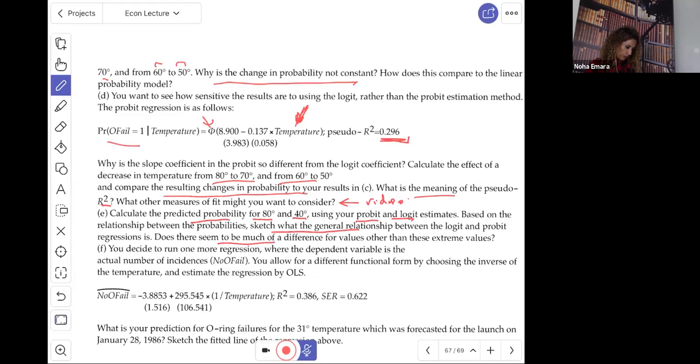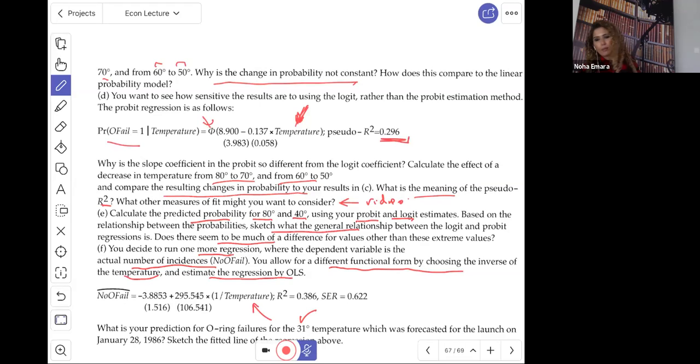All right. Okay, and then you decide to run one more regression where the dependent variable is the actual number of incidents. You allow a different functional form by choosing the inverse of temperature and estimate the regression by OLS. What is the predicted? This is easy, right? It's a linear model again. So what is your prediction for the figure at 31 temperature? You just plug it in and you get the answer. All right. So that's it.